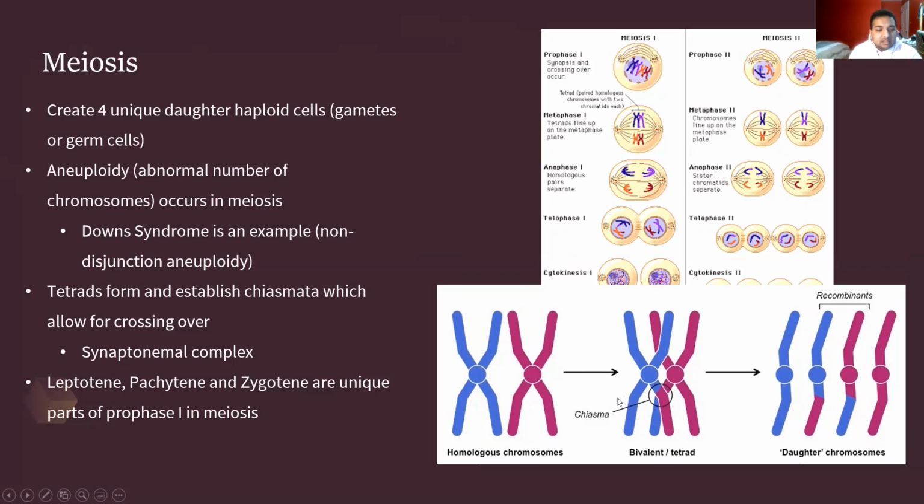This complex is known as the synaptonemal complex, or synaptonemal complex. They might say it wrong. So I would know these are good buzzwords for meiosis. And worst come worst, they'll prompt you, and you will say metaphase. So leptotene, pachytene, and zygotene are actually unique parts of prophase 1 in meiosis.